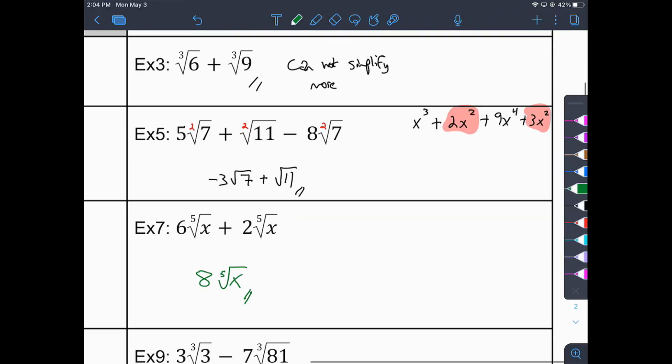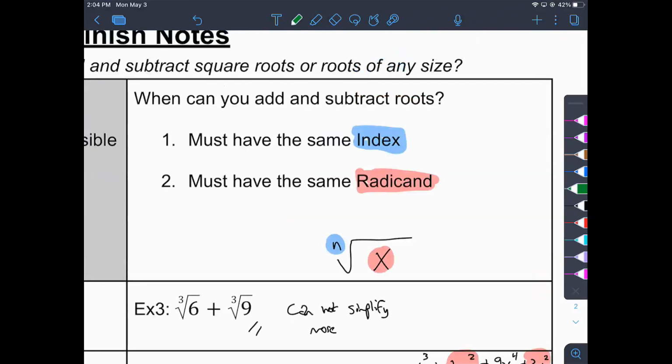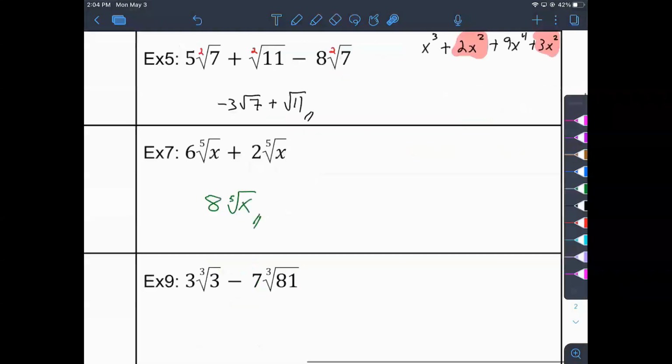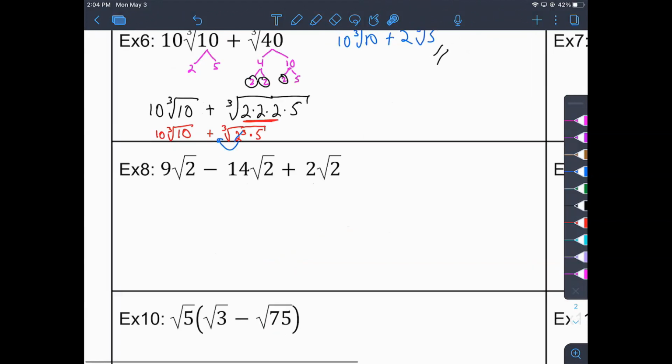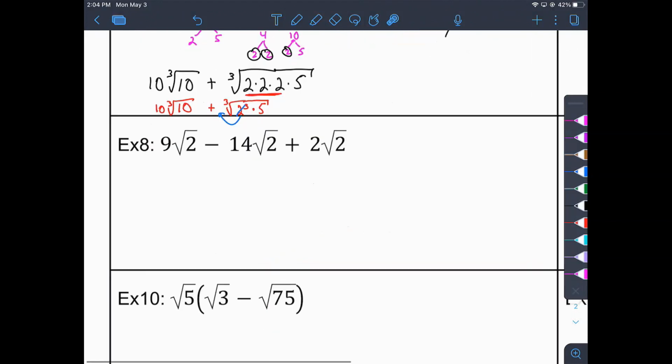Again, I'm trying to highlight the idea that they will not add or subtract unless the index and the radicand are exactly the same. Now, we're going to spend most of our time with square roots. We won't really do cube roots, and we definitely will not really mess with fifth roots, but the rules still work the same. Let me do one more here.